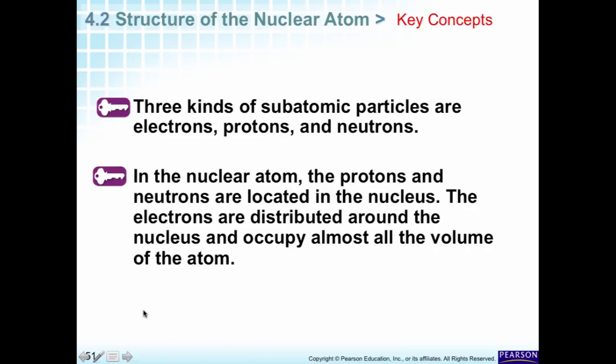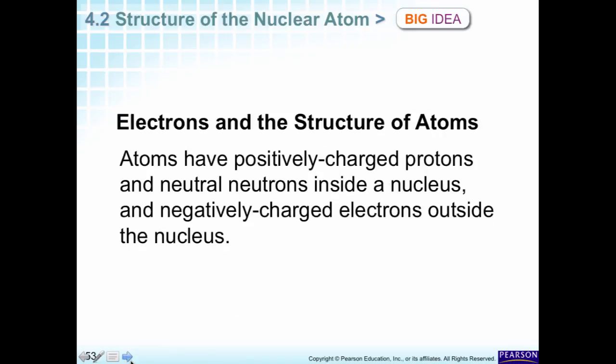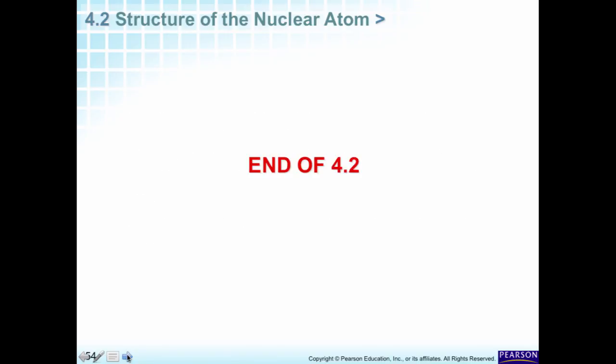Okay, in summary, we talked about the 3 types of subatomic particles: the ones that are located in the nucleus, the ones that are located outside the nucleus. There's your definitions that you need to write down. Turn off the video to write those down. And your big idea for this section: atoms have positively charged protons and neutral neutrons inside a nucleus and negatively charged electrons outside the nucleus.